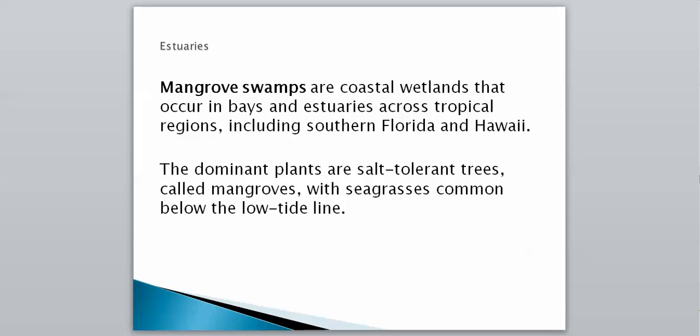Our next are mangrove swamps, and these are coastal wetlands that occur in bays and estuaries across the tropical regions, including southern Florida and Hawaii. The dominant plants are salt-tolerant trees called mangroves, with seagrasses common below the low tide line. So these are a nice transition from what we talked about in our last video with the freshwater ecosystems to what we're going to talk about now, which is our marine ecosystems.